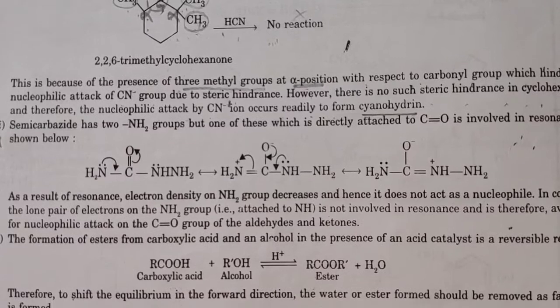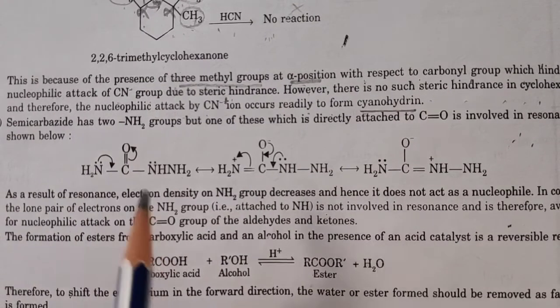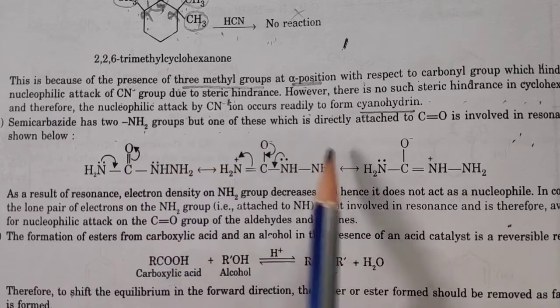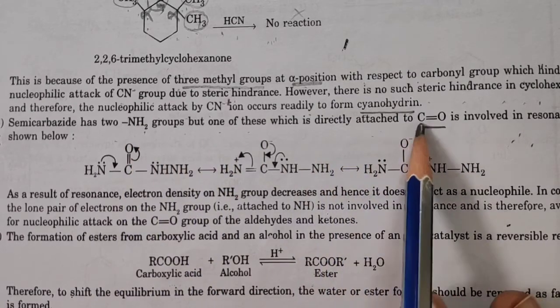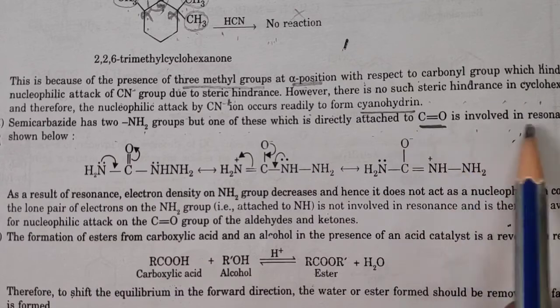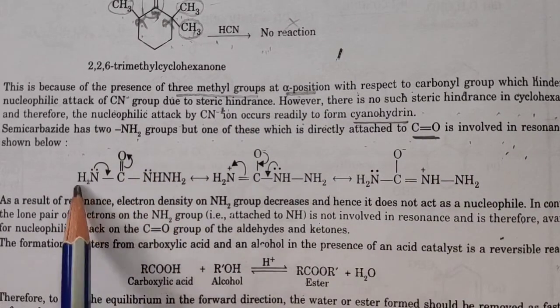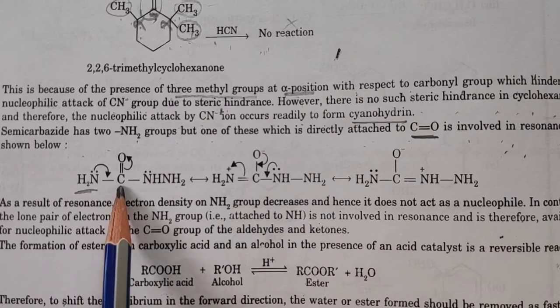See, now in this case semicarbazide has two NH2 groups, but the one which is directly attached to the carbonyl carbon is involved in a resonance as shown below. Means you can see here, this is the group which is attached to the carbonyl carbon.